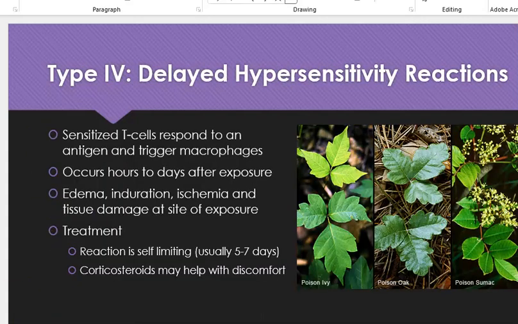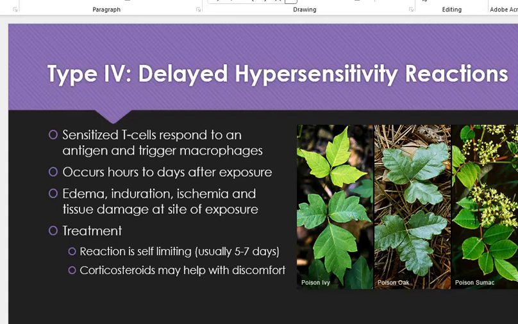And then type 4, this is your delayed hypersensitivity reaction. T lymphocytes or T cells respond to antigen and trigger macrophages to destroy the antigen. Occurs hours to days after exposure. You're going to have edema, induration, ischemia, and tissue damage at the site of exposure.